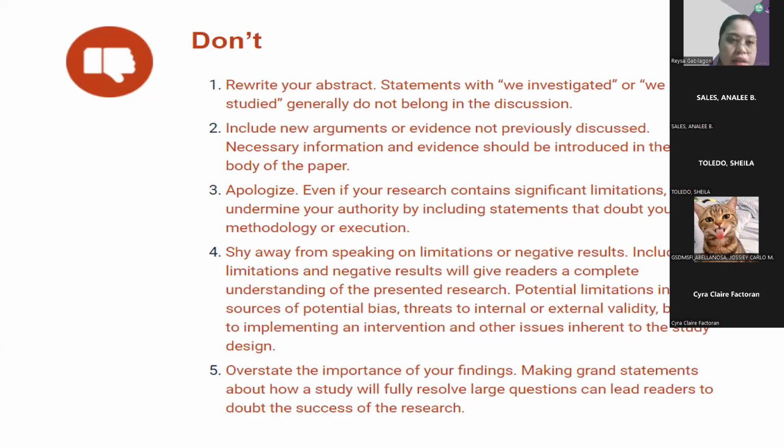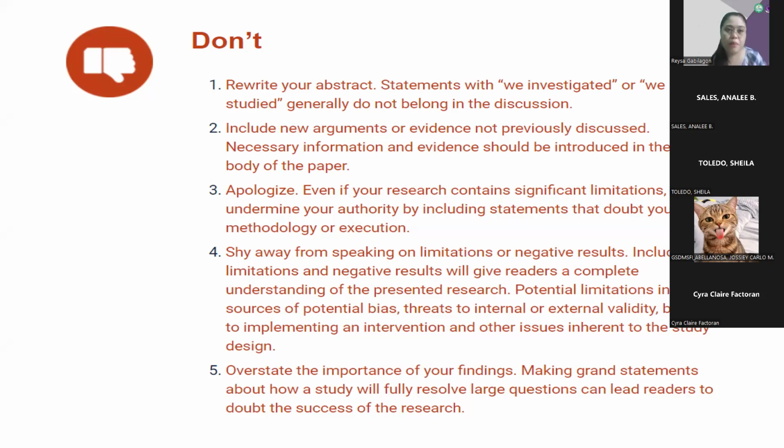Okay. Sige. You just use "the researchers." Do not use "we." Okay? Do not include new arguments or evidences not previously discussed. Kung wala kasi siya sa introduction niyo, supposedly hindi mo dapat siya ilagay din sa discussion section. But just in case, class, you cannot find any supporting evidence from your RRL, you may look for additional ones. Just add it sa paper ninyo.